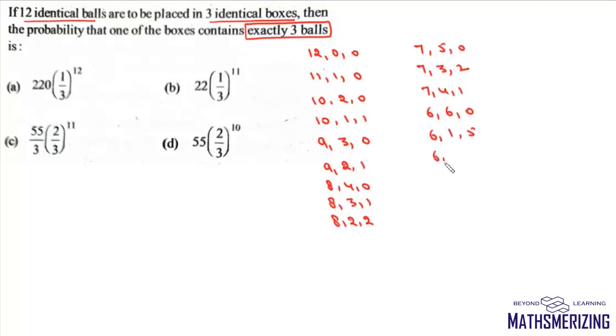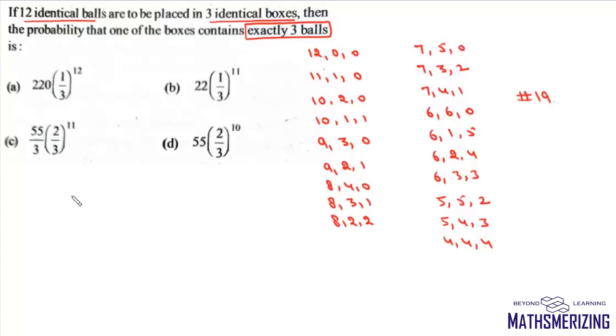6 1 5, 6 2 4, and 6 3 3. Now with 5 it will be 5 5 2, there will be 5 4 3, and finally this 4 4 4. So altogether we have 9 and 10, 19 cases. So there will be these 19 cases in which we can distribute these 12 identical balls in 3 identical boxes.